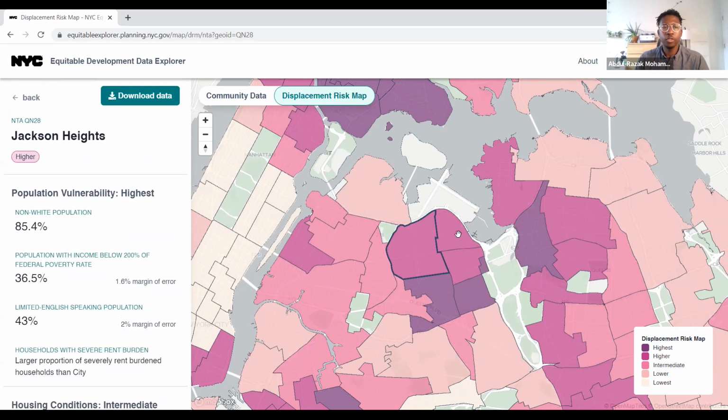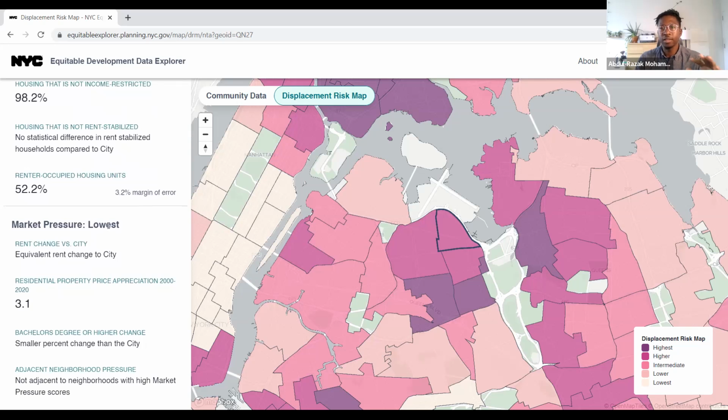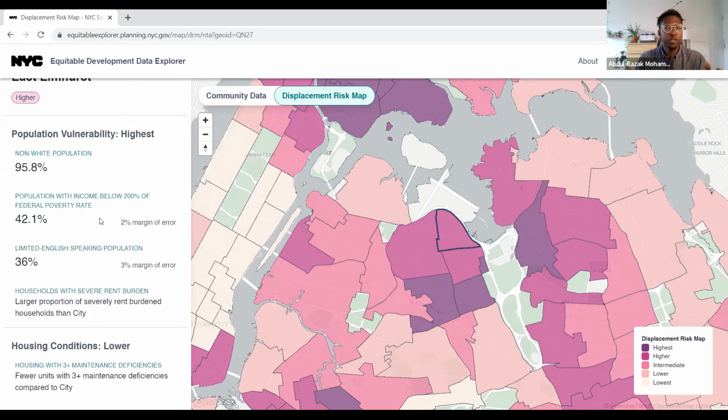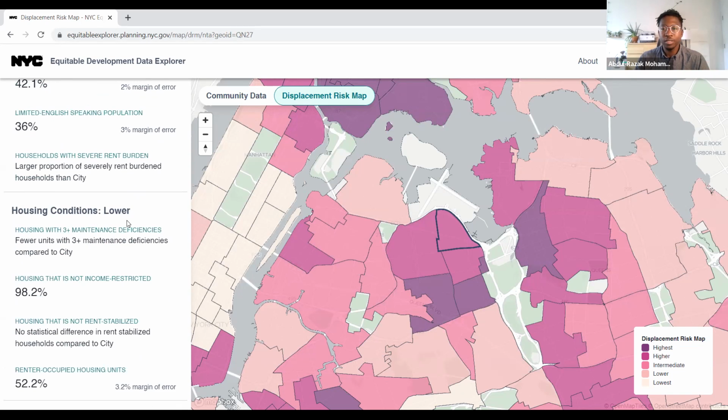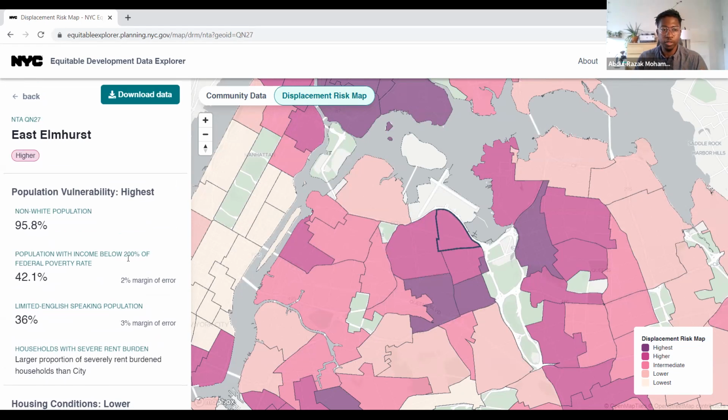When I click on the right here to get to East Elmhurst, I see that their population vulnerability is at the highest level, their housing conditions are at the lower level, and their market pressure is at the lowest level. So when we compare those two, the main difference that we find is that the housing conditions are lower, while the housing conditions within Jackson Heights was intermediate. And I'll do this quick comparison to double check this. And that was the main difference between the two.